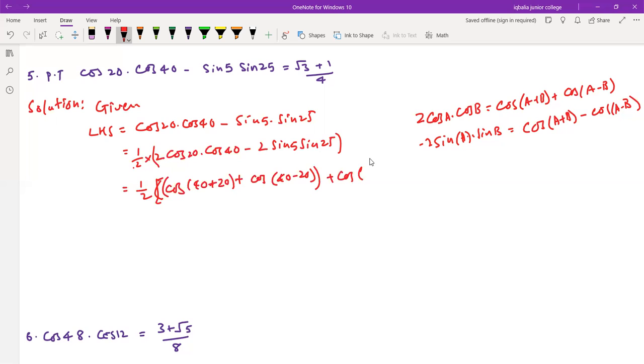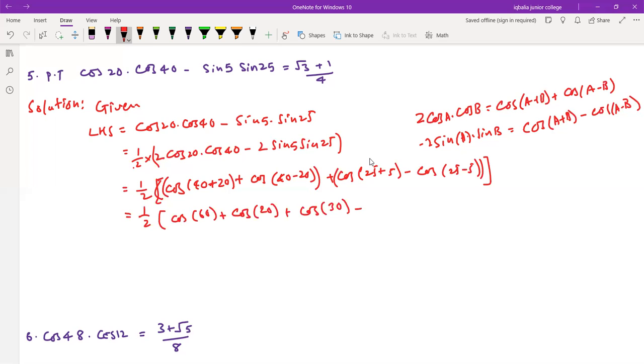So cos 25 plus 5 minus cos 25 minus 5. Okay, now just see here, 1 by 2. So that will be cos 60 plus cos 20, minus cos 30 plus cos 20... these two things will get cancelled.